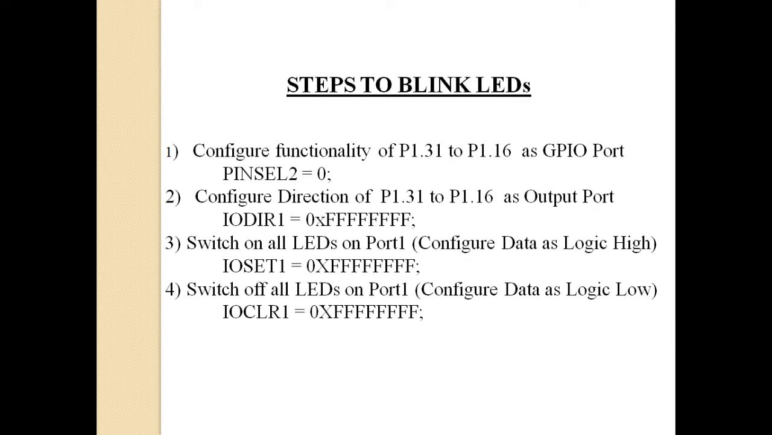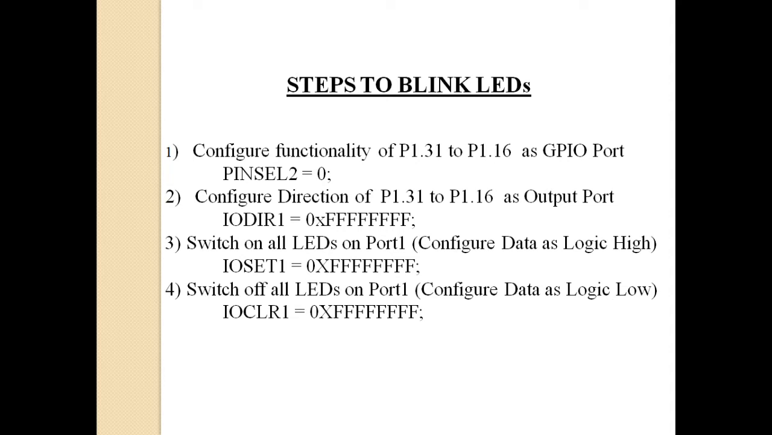So these are the steps for blinking of these LEDs. So first step, what will be the first step? In the previous slide I have told that each pin is having multiple functionality. So in this case I need to configure P1.16 to P1.31. These 16 pins I need to configure the functionality as GPIO port, because these pins can be configured as ADC or timer or external interrupt, etc. In my experiment I need to configure P1.16 to 31 as GPIO port pin, right? So that is the first step.